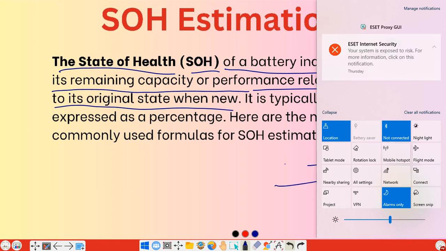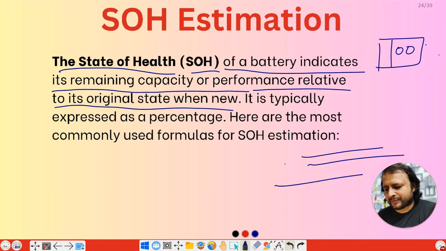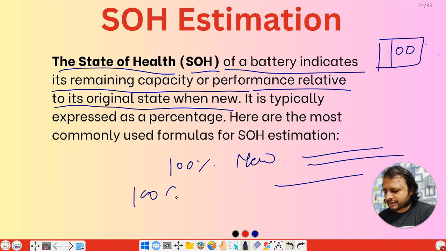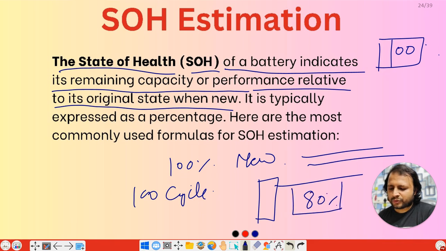न्यू सेल का कितना है? न्यू सेल का है 100%. 100% है, यहाँ पर लिखते हैं 100% किसका? न्यू सेल का. After 1000 cycles, I mean charging and discharging, suppose it has reached up to 80%. So SOC is what now, 80%.